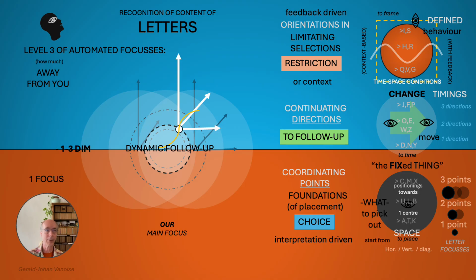We can follow up all the movements like we follow up a bird in the sky and still recognize it as a bird, because we see what is moving, until where we can see it, from where to where we can see it, and what we can see within these restricted areas. And that's the dynamic follow-up of the third focus, and we also have letters there.